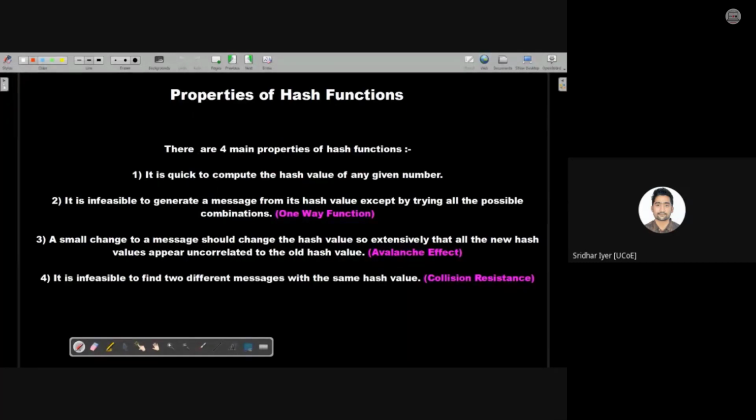The first property is a hash function should be quick to compute the hash values. Obviously, it should be quick. If it is slow, people will get tired there itself and will not compute the hash function at all. So the very first thing is it should be quick.